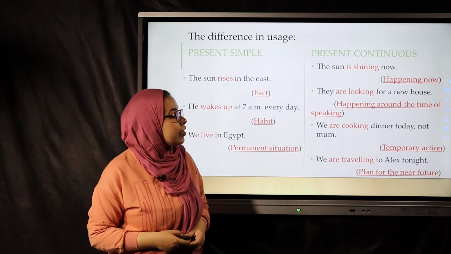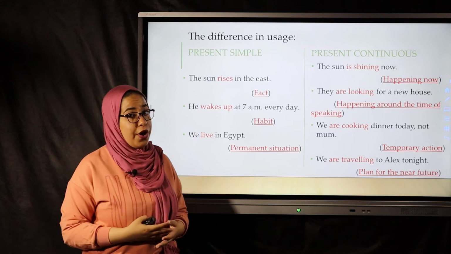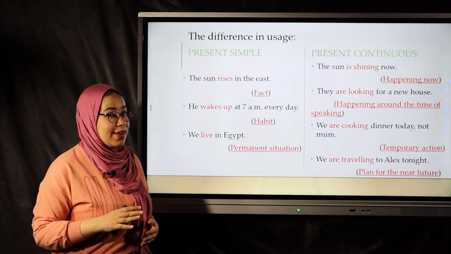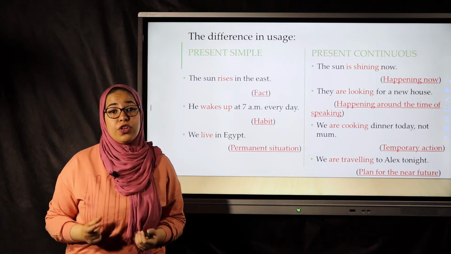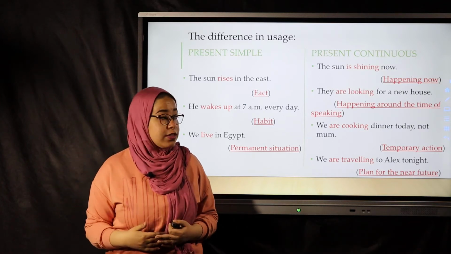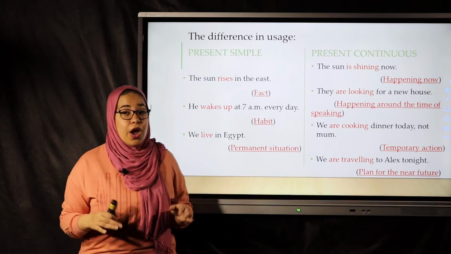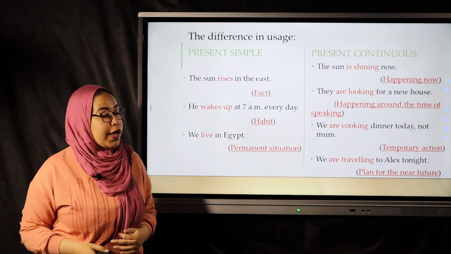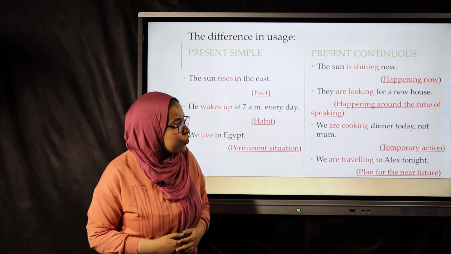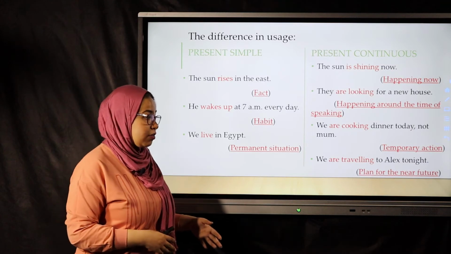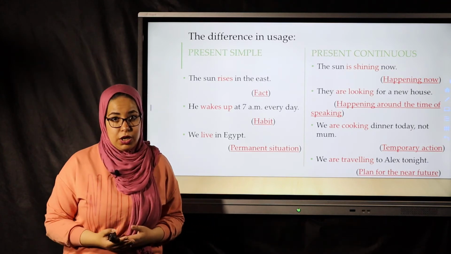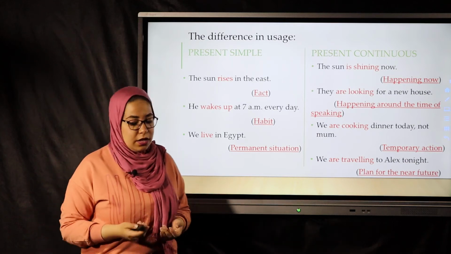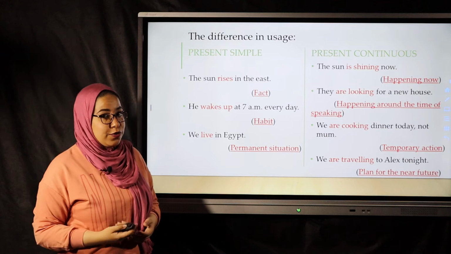We are cooking dinner today, not mom. This is a temporary action. What's a temporary action? A temporary action is an action that lasts for a short period of time. It changes fast, okay? Like today, we are cooking dinner, but normally, who does that? It's our mom, okay? We are traveling to Alex tonight, and what's that? It's the plan for the near future. So I'm planning to travel to Alex tonight, so we are traveling. That's the end of the usages.